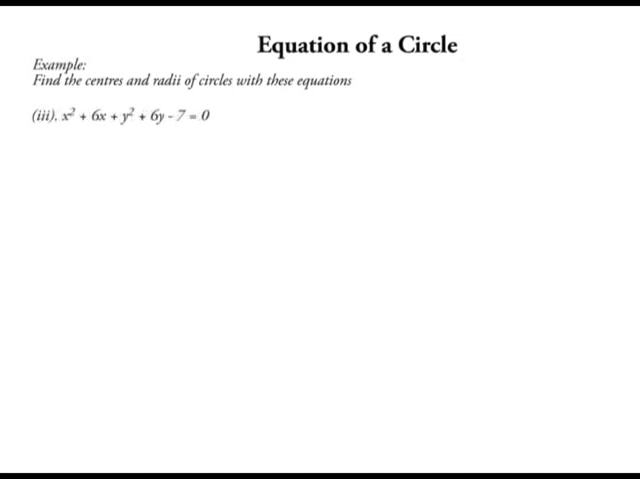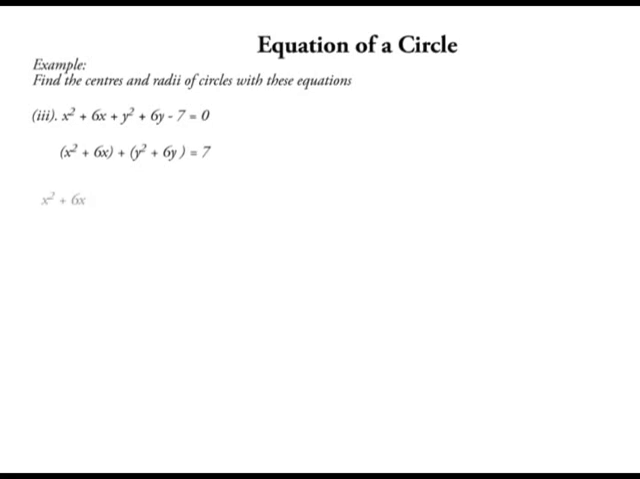Thirdly, x squared plus 6x plus y squared plus 6y minus 7 is equal to 0. We group the like terms together and rearrange it. x squared plus 6x in one bracket plus y squared plus 6y in another bracket. We take negative 7 to the other side and we get positive 7. We complete the square in each bracket. Remember, in completing the square, we divide b by 2 and square it. b for the first bracket is 6, and also for the second bracket is 6.